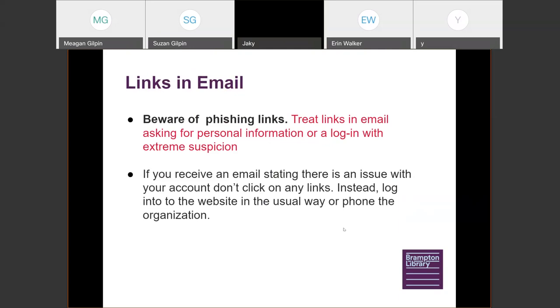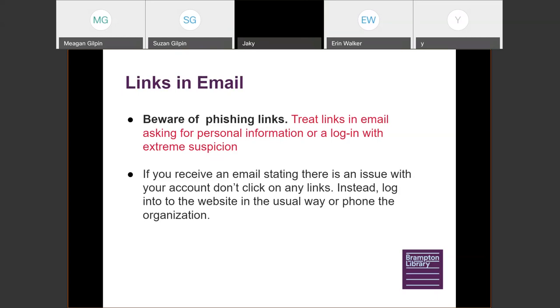Phishing emails often appear to be from an organization with which you have done some business or that you're a customer of. They often contain a link to a page where you can log in or enter account credentials on the pretext of checking, verifying, or updating your account. So always treat links to websites that ask for this type of personal information or a login through a link with extreme suspicion.